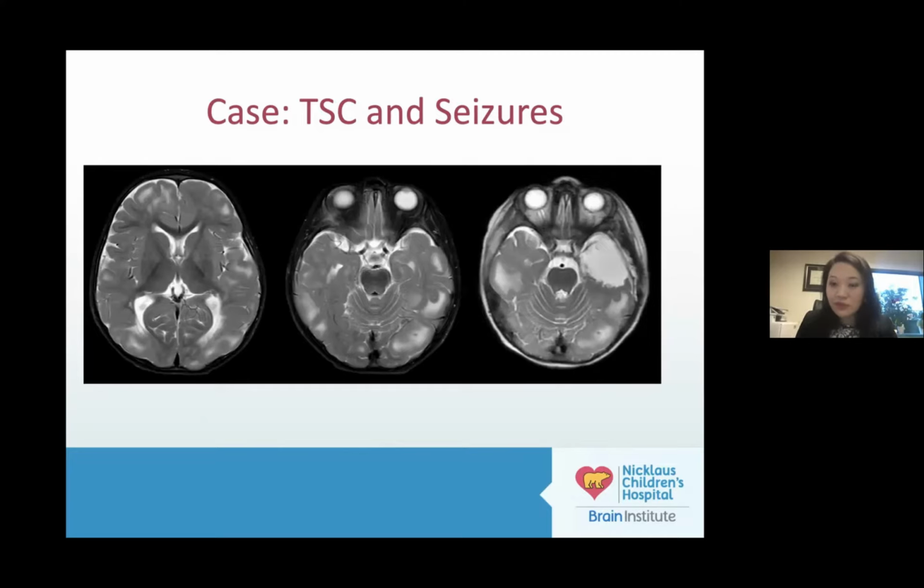Oftentimes, as I mentioned previously, in patients with TSC, we frequently perform tuberectomies, two-stage implants, followed by tuberectomies, lobar resections, multi-lobar resections, sometimes hemispherectomies, and then other procedures including corpus callosotomies, a VNS in appropriate cases.